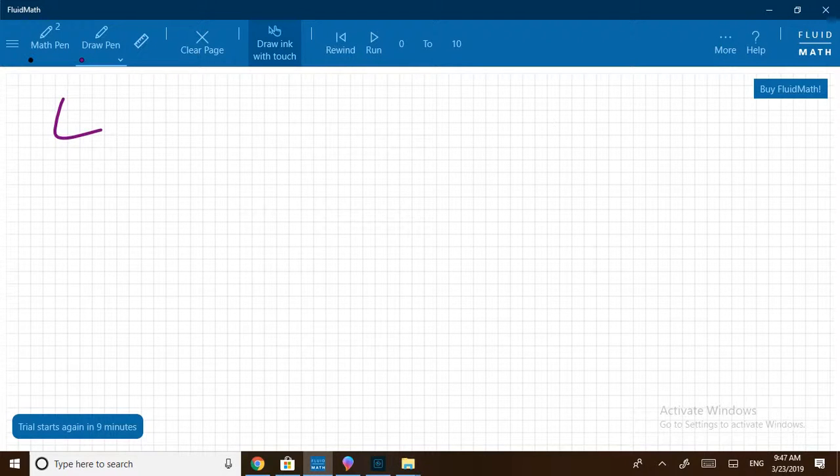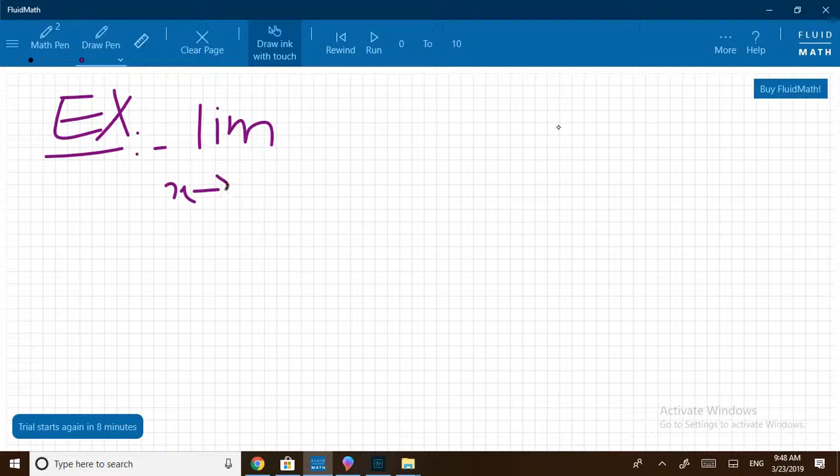Okay, the next exercise is, in this exercise it is given that the limit as x approaches to pi by 2, and the limit is (cos x) raised to the power (pi by 2 minus x).